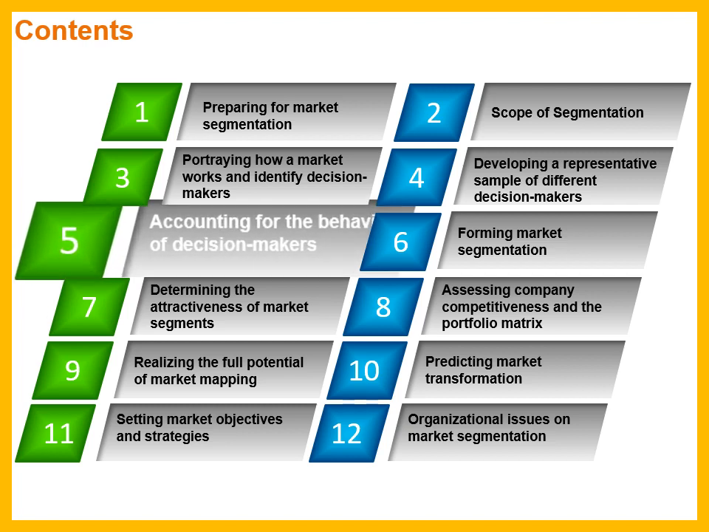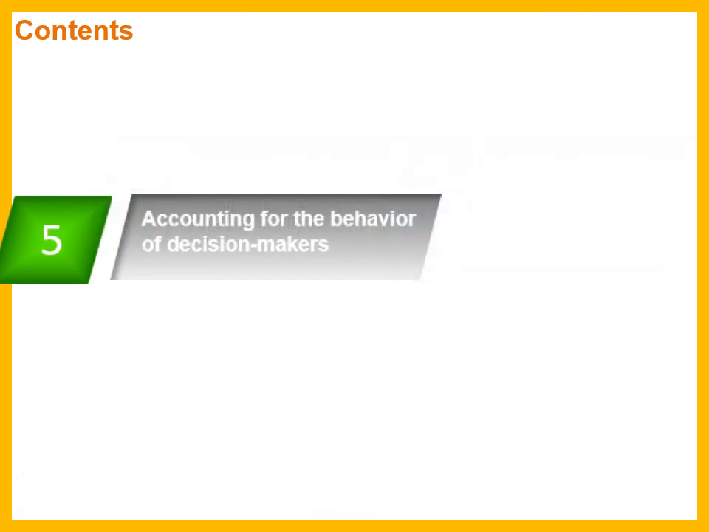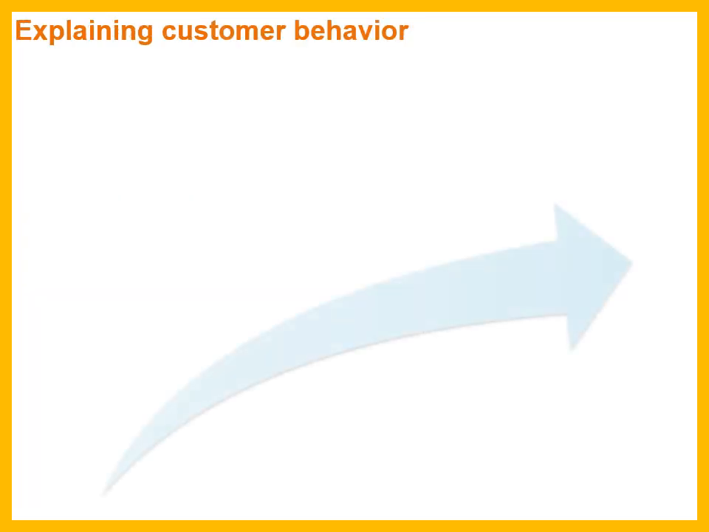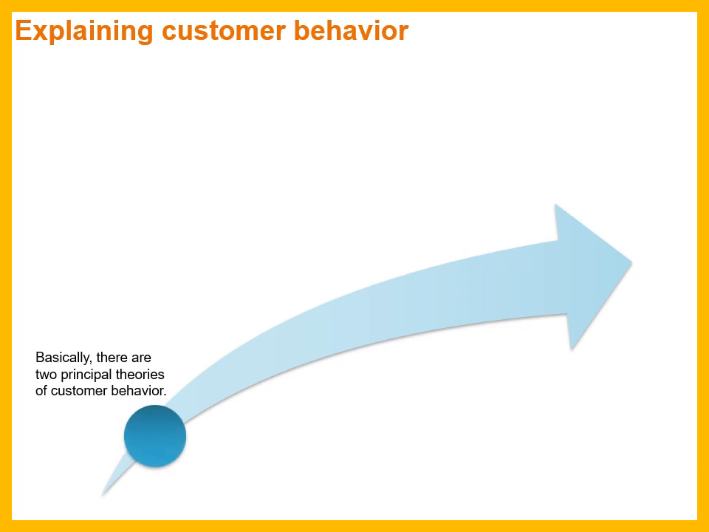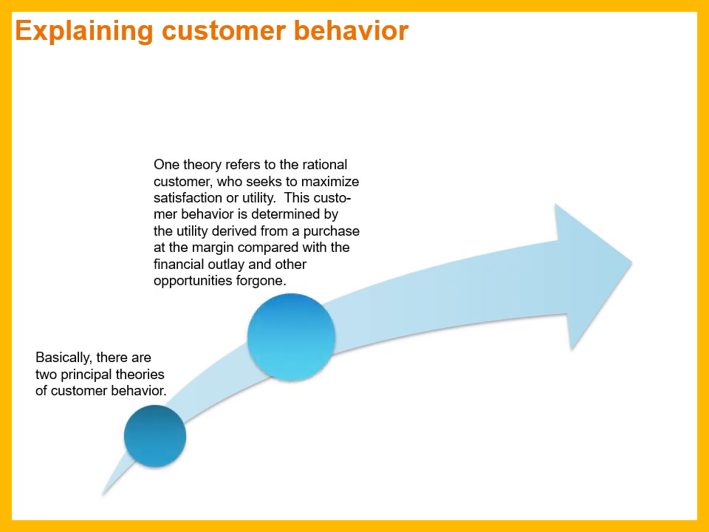Our next objective, number 5, accounting for the behavior of the decision makers. Explaining customer behavior. Basically, there are two principal theories of customer behavior. One theory refers to the rational customer who seeks to maximize satisfaction or utility.